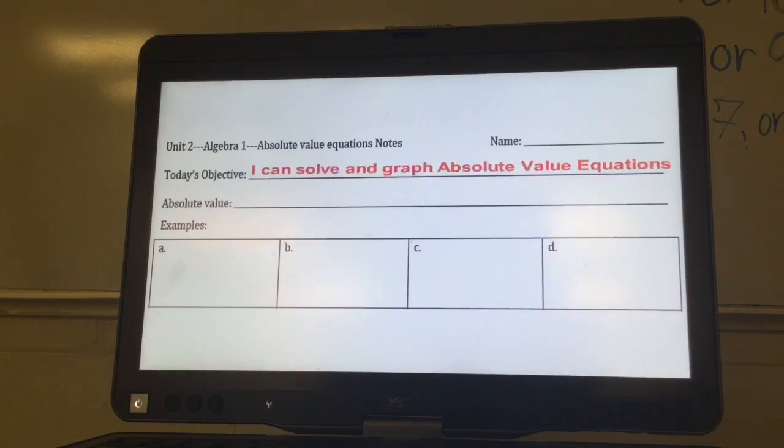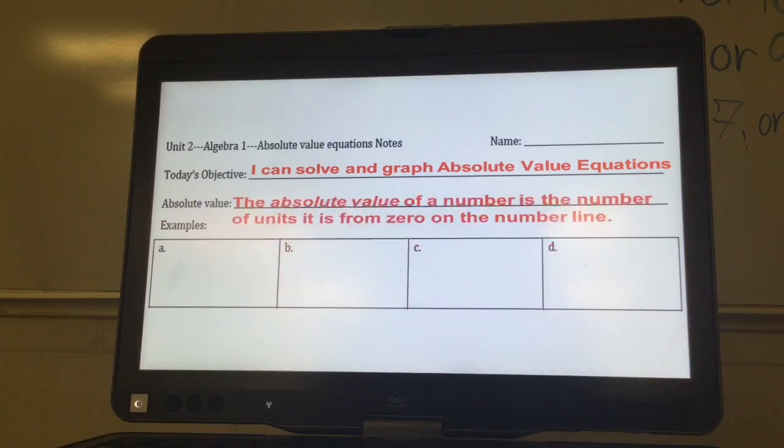Now today's objective, let's go ahead and write this down. I can solve and graph absolute value equations. Now an absolute value, what that actually means, is the number of units a number is from 0 on the number line.